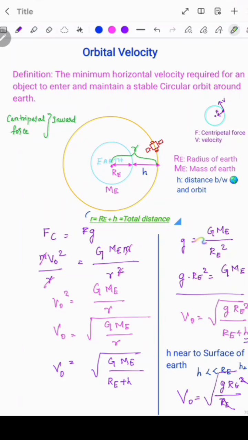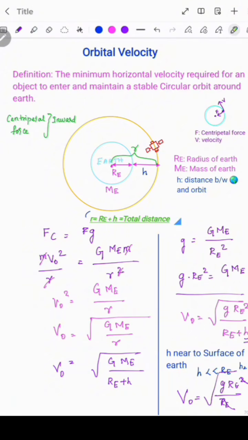Now we know the gravity formula, that is g equals G into Me divided by Re square. Right? Now we are rearranging this equation, making G Me the subject. So g into Re square equals capital G, the gravitational constant, into the mass of the Earth, on the other side, right? Now we are replacing G Me by g Re square, so V0 equals the square root of g Re square divided by Re plus H. Right, this is the other form.